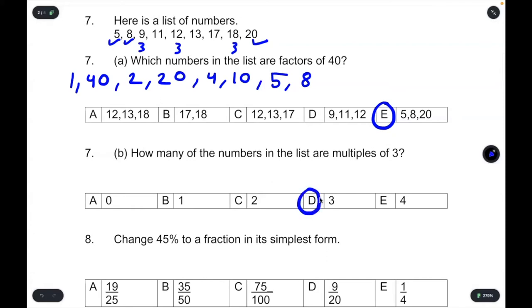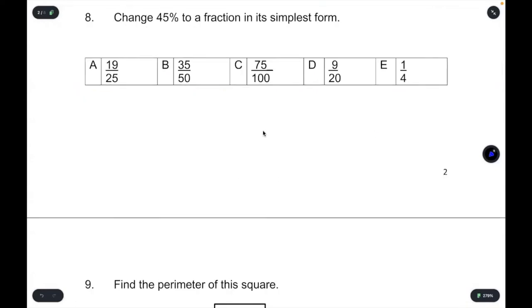Note that there's a slight difference between A and B. A literally asked us to state the numbers and B was asking how many numbers. So if this was not multiple choice, we'd have to be careful to see what exactly they're asking. Question 8, change 45% to a fraction in its simplest form.